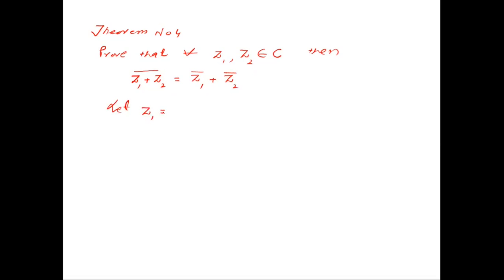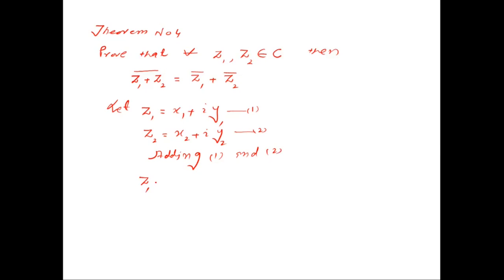z1 is equal to x1 plus iota y1. Suppose this is equation number 1. In the same way, z2 equals x2 plus iota y2, equation number 2. Now what we have to do, you can see the left hand side is (z1 + z2) conjugate. It means first of all, we have to find z1 plus z2. For this, adding equation number 1 and 2.